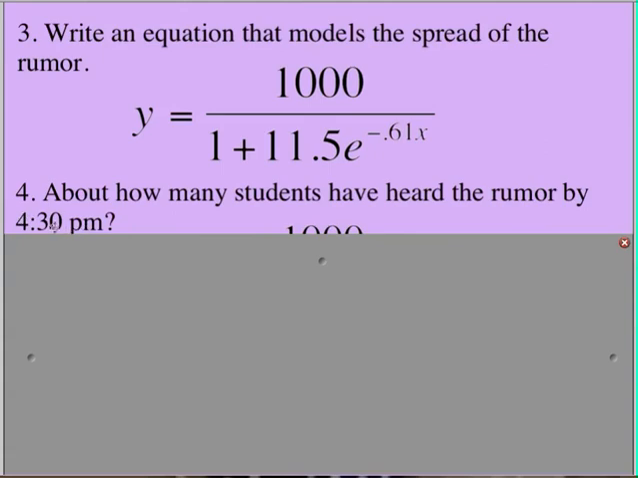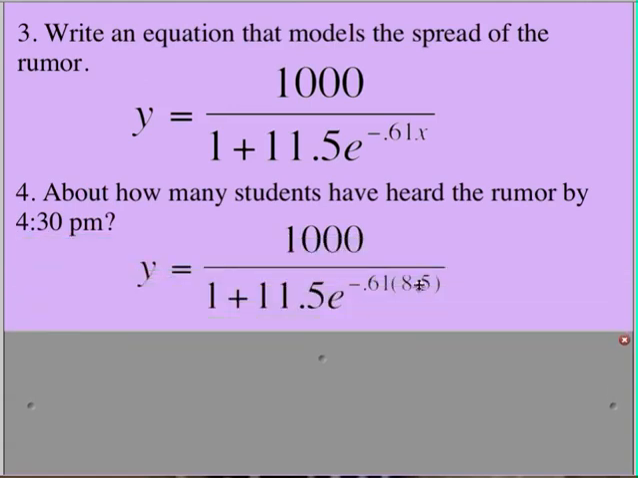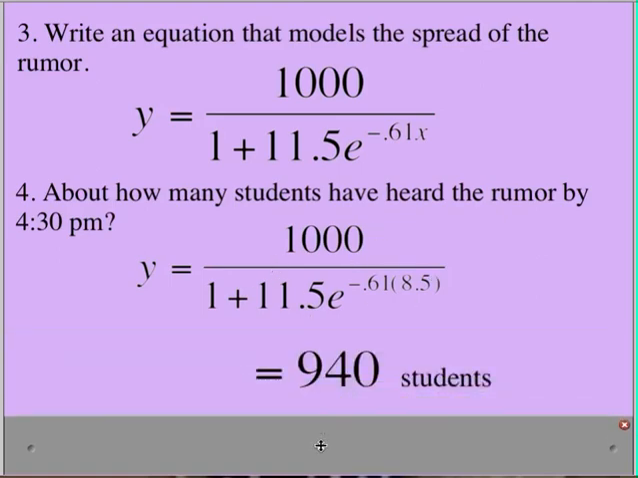Now I'm not going to plug in 4.3. Time is represented by the hours passed since 8 a.m. And 4:30 is 8.5 hours after 8 a.m., so I plug that in for x. And then you can just plug this into your calculator to get the answer. You don't have to get anything over to the other side, and you get about 940 students. Make sure your answer makes sense. You don't want to have decimals here because you can't have a fraction of a student.